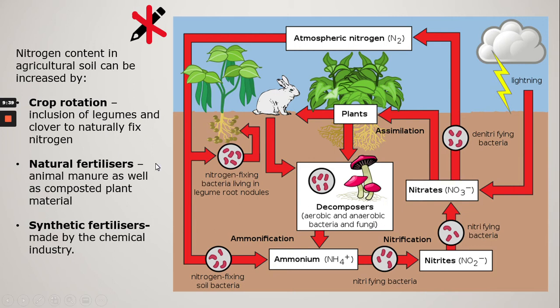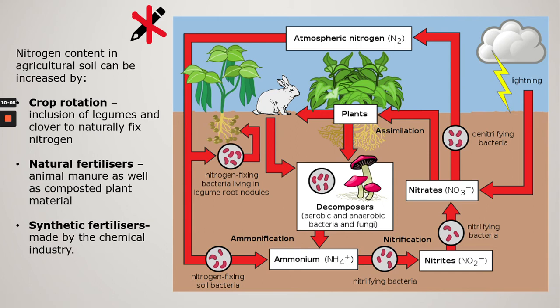Another method is to use natural fertilisers. So animal manure as well as composted plant material would be considered a natural fertiliser. You'll probably see this in Dumfries and Galloway quite frequently if you see farmers spreading slurry, etc. on the fields, or if you have a garden at home you might put compost in there. And then the final way is to add synthetic fertilisers. Synthetic fertilisers are fertilisers made by the chemical industry.